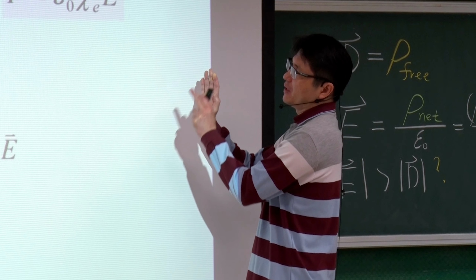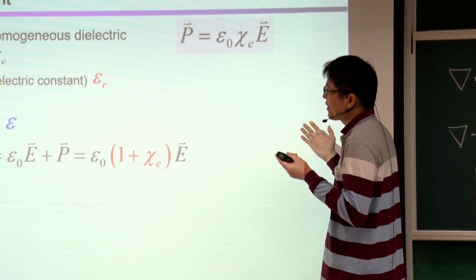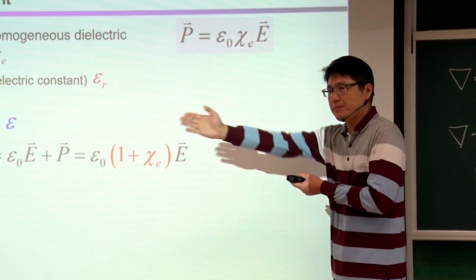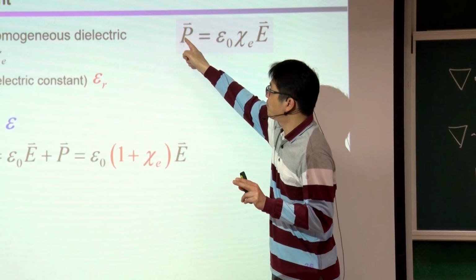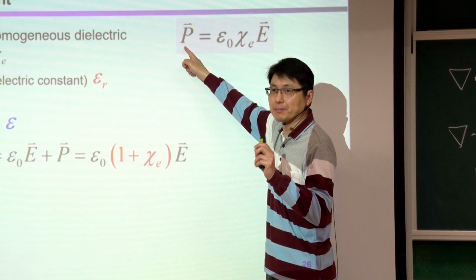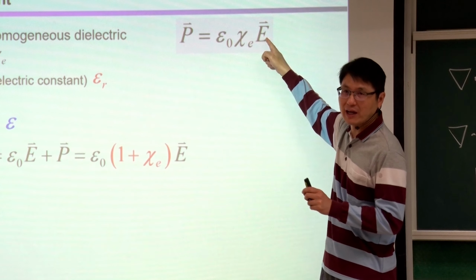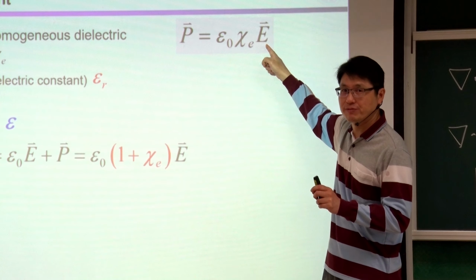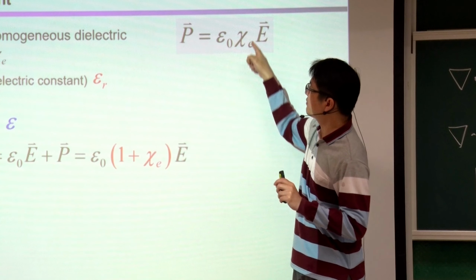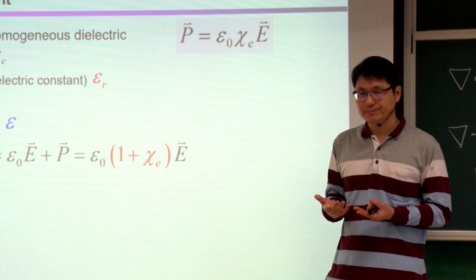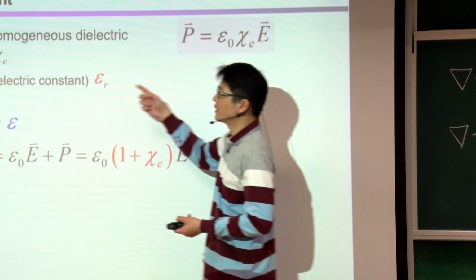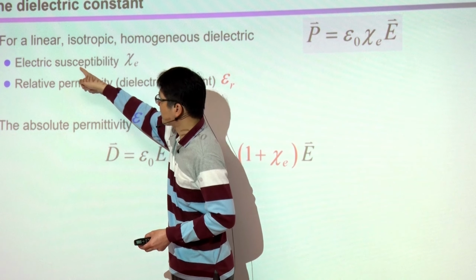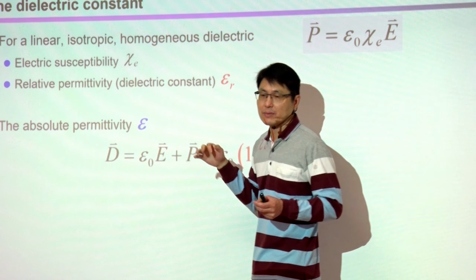We can somehow formulate, because we know that the dipoles are aligned in the direction of my externally applied field. So somehow P, the polarization vector, is also aligned to my external field, right? And then we have some scaling. Depending on different material, this chi is called the electric susceptibility, chi E.